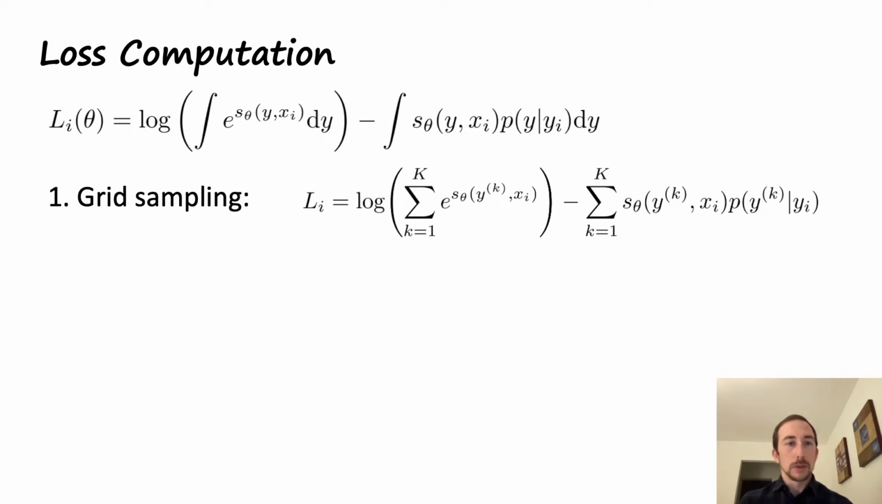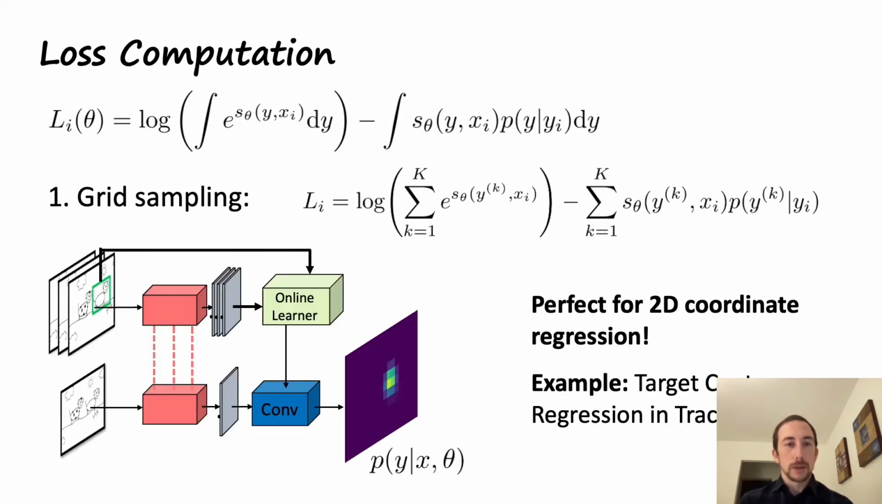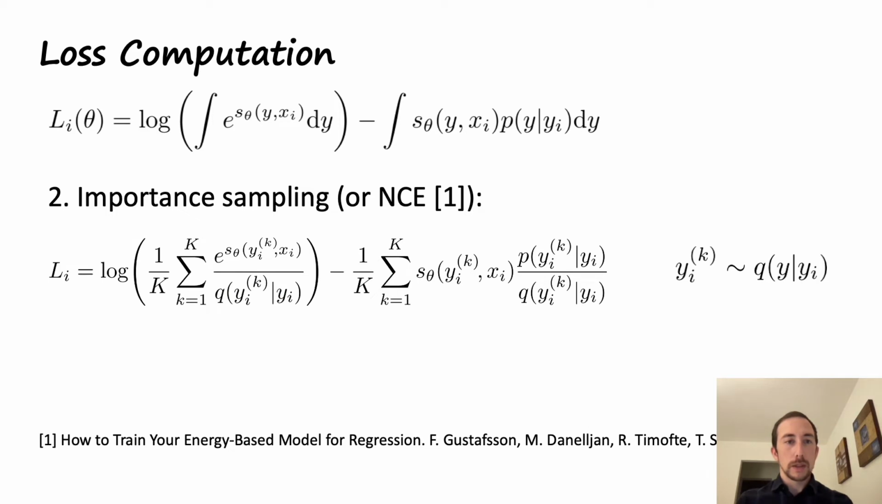The first is grid sampling, where we simply sample the objective in a grid, and this is really perfect for 2D coordinate regression tasks. For instance, when we want to regress the center of the target in tracking. And next is importance sampling. Specifically, we approximate both integrals by sampling from a proposal distribution Q here. And we use this formulation for bounding box regression.